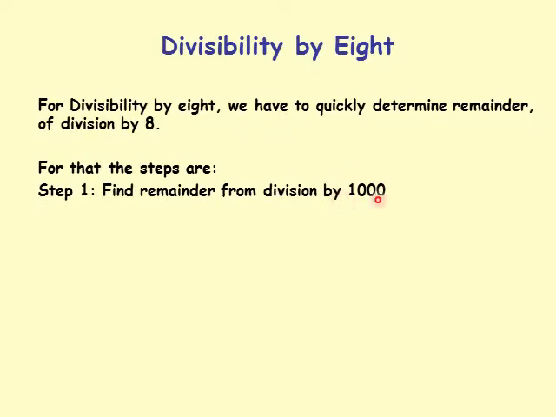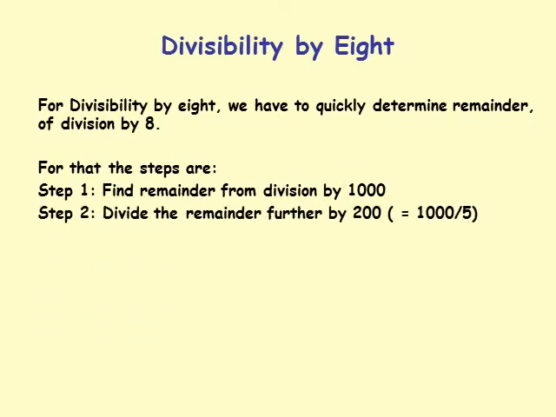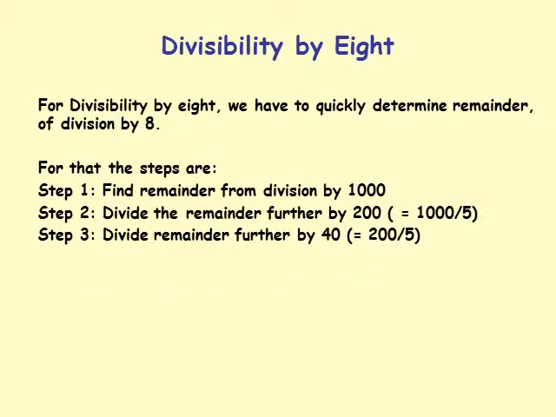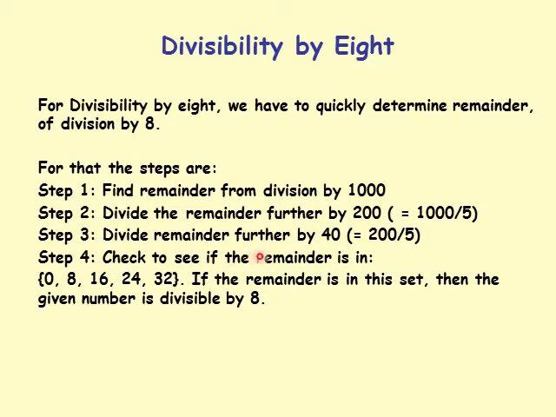1000 is 8 times 125. Then divide the remainder further by 200. 200 we got from 1000 divided by 5, and 2000 is 8 times 25. Then divide the remainder further by 40, which is equal to 200 divided by 5, and 40 is 5 times 8. Check to see if the remainder is in this list from the multiplication table: 0, 8, 16, 24, 32. If the remainder is in this set, then the given number is divisible by 8.